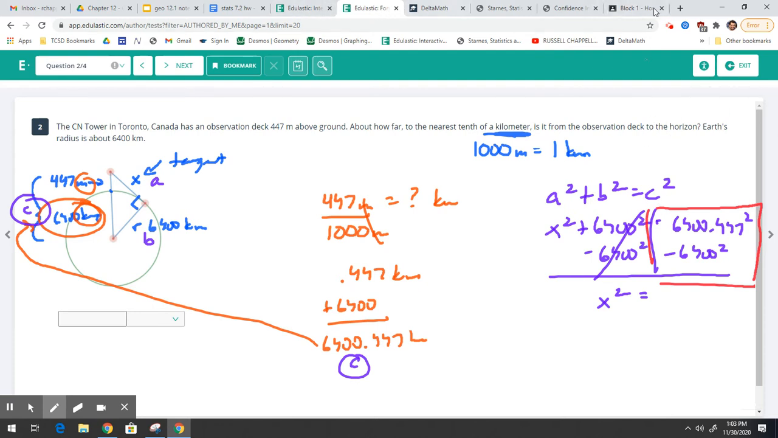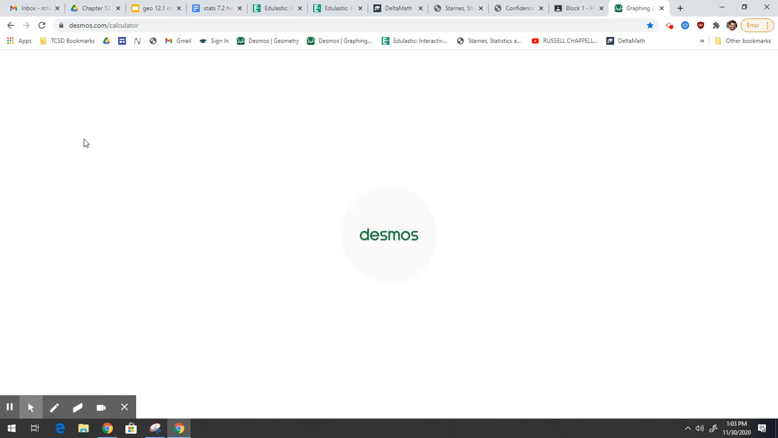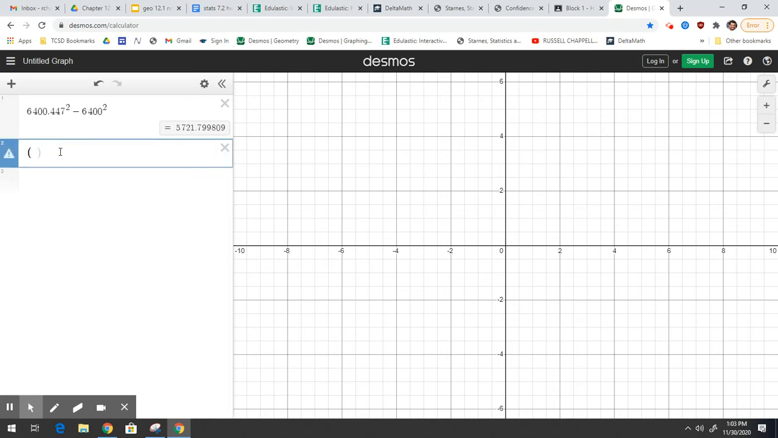So watch what happens. So it was 6,400.447 squared minus 6,400 squared. Now, a lot of people want to do this. Watch. They want to do the 6,400.447 minus this first. They want to subtract first and then square that. Notice you don't get the same thing. Not even close to the same thing.